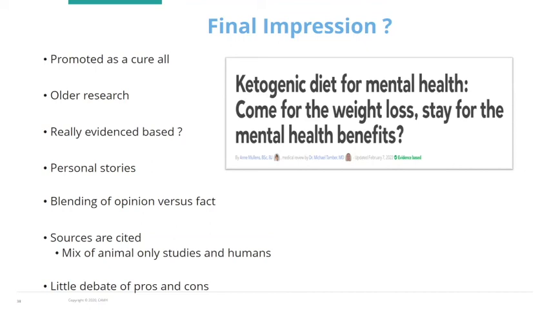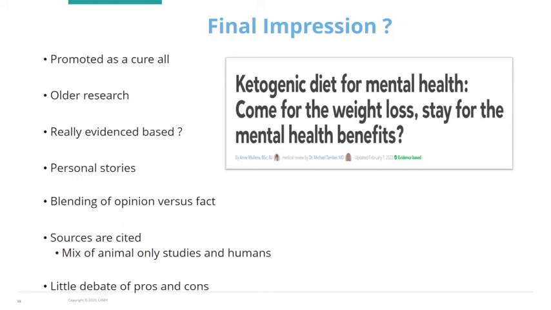I don't really think sharing a study from World War II, published in 1965, is providing the best evidence. Personal stories are valuable, but personal stories are very different than a medical study. There was a lot of blending of opinion, both from individuals who tried it, and then that one clinician who said, oh, this is great. I find this works amazing.